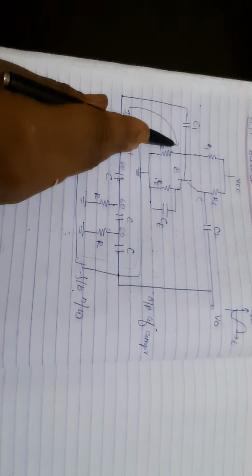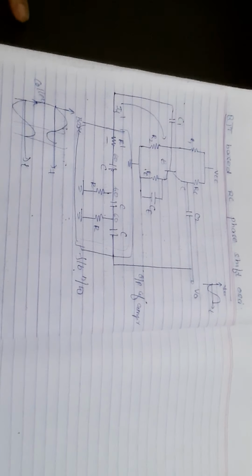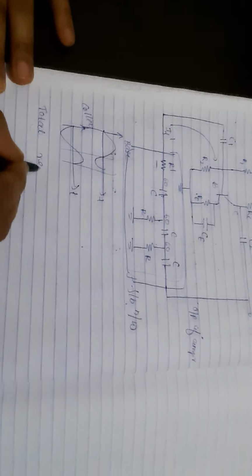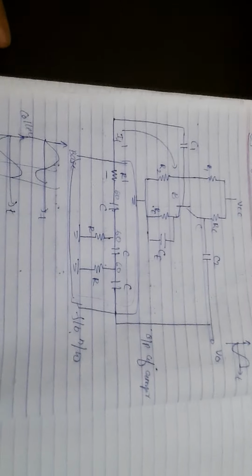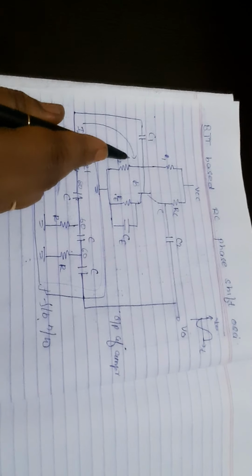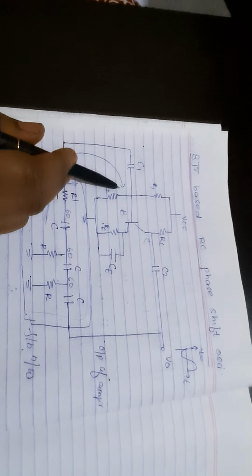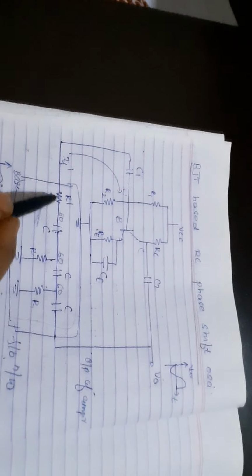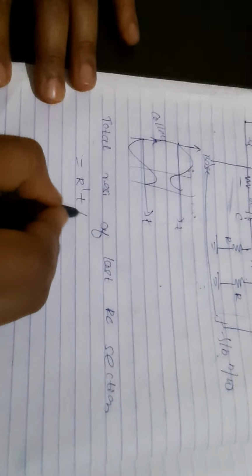Why? Through the input resistance of the amplifier stage. Thus the total resistance of the last RC section, this last RC section, this R dash is going to ground via the input resistance of the amplifier stage. We have an input resistance Ri here, and through that this R dash is going to ground. So if I want to find the total resistance of this last section, it is R dash plus HIE.